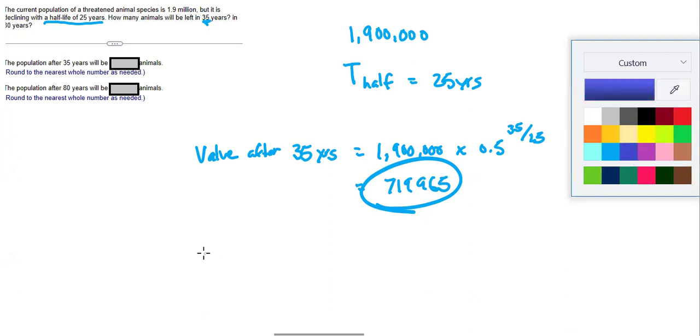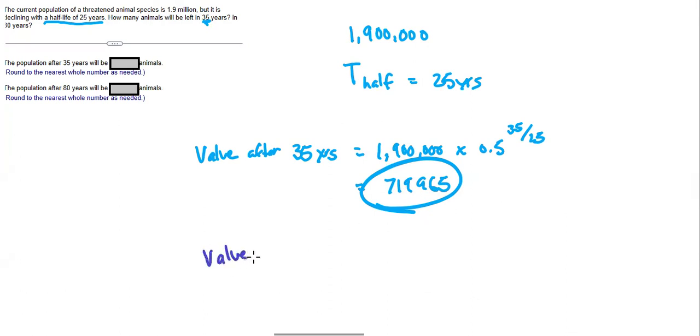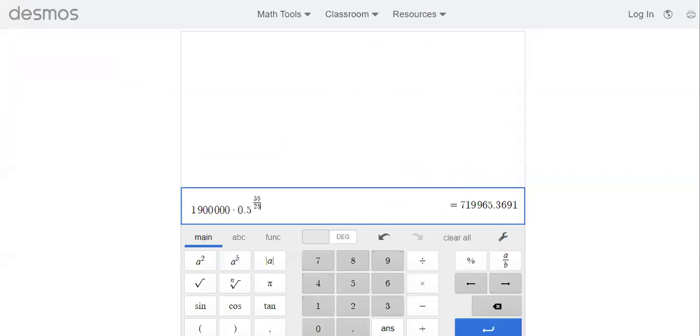It's probably not going to be much better if we plug in the value of 80 years. In fact, it's definitely not going to be better. But to do the 80 years, we're just going to do the exact same thing we did before. We're going to take our initial value, half to the power of this time 80 over 25. And I'm just going to go back in here and change out that 35 for an 80. And this time it looks like we're down to 206,756, if I round that to the nearest whole number.